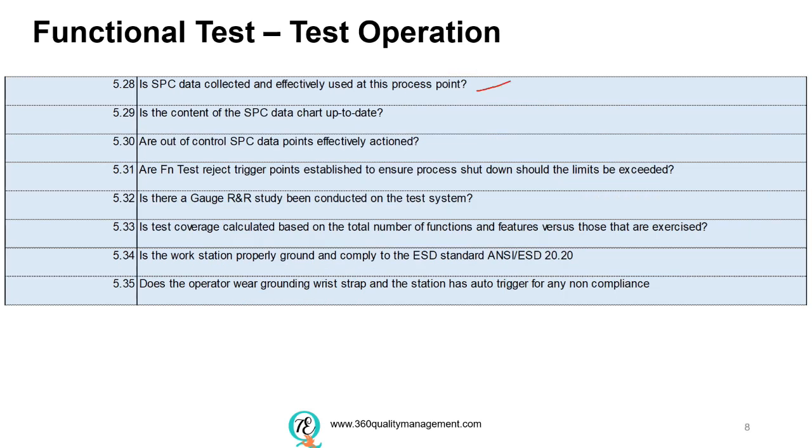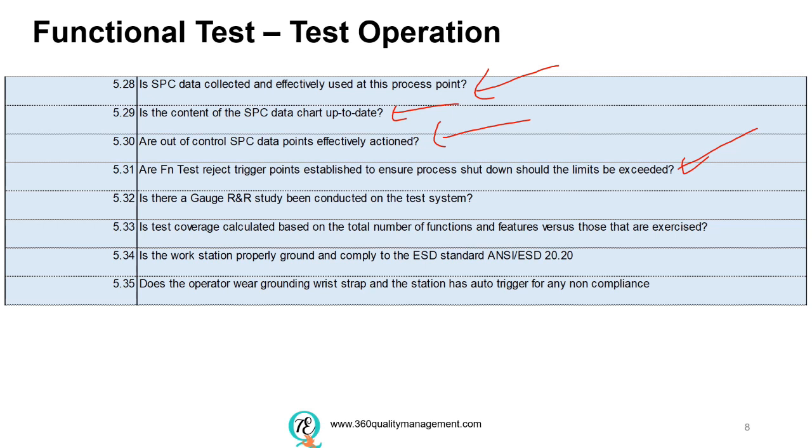You can also verify if the manufacturer has set up SPC data collection with a P chart for the failure rate or the pass yield. And check if the content of the SPC data is up to date and automated; the best is that it's automatically linked to the test itself, and the out of control data points for the SPC are effectively investigated, and action is taken if necessary. And the functional test must also have a trigger point or a goal established to ensure that the process will be stopped or shut down if the limits are exceeded, which means there could be the presence of an abnormal cause.